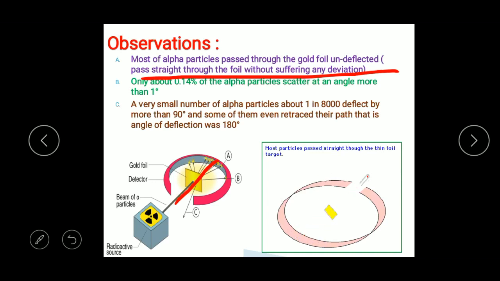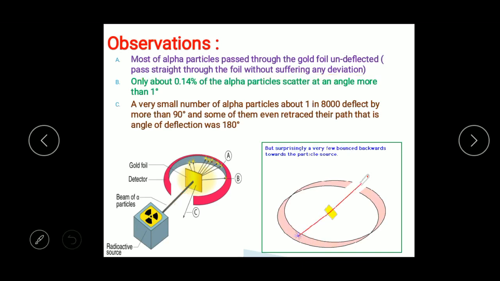So what is the reason for this, we will discuss. Let us first see the important observations. Most of the alpha particles pass through the gold foil undeflected, the first one. In this figure, the rays shown by the symbol A are what? The alpha particles which pass through undeflected. These rays pass without any deviation. Next one.